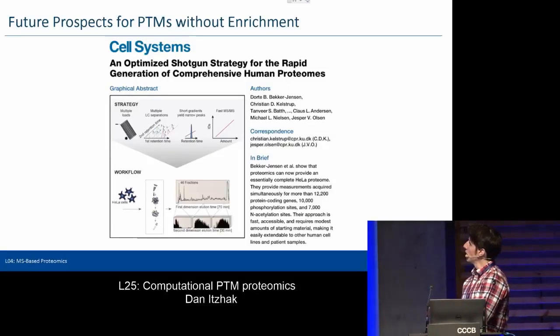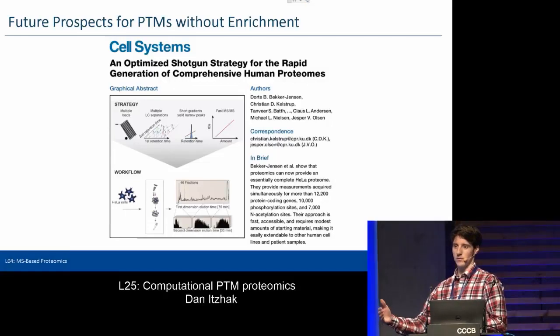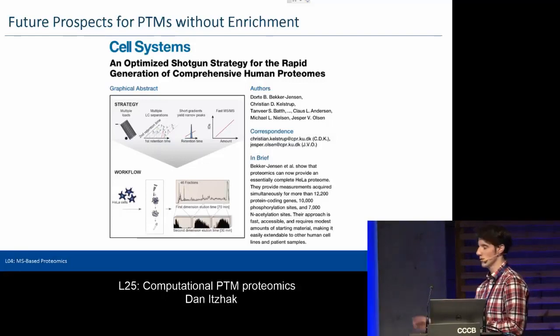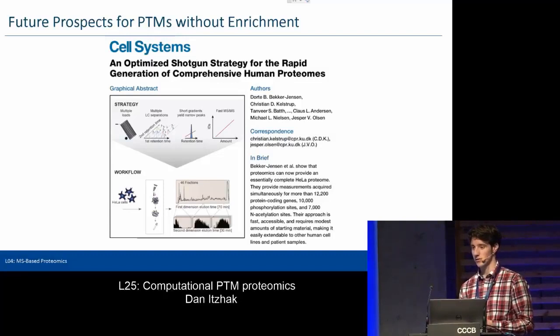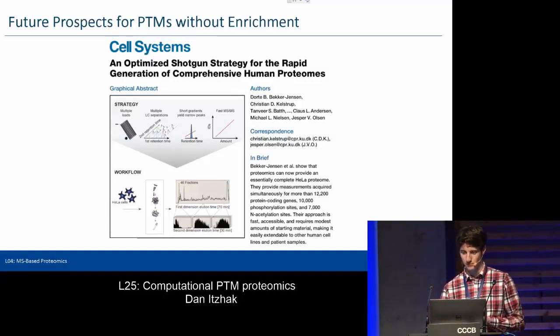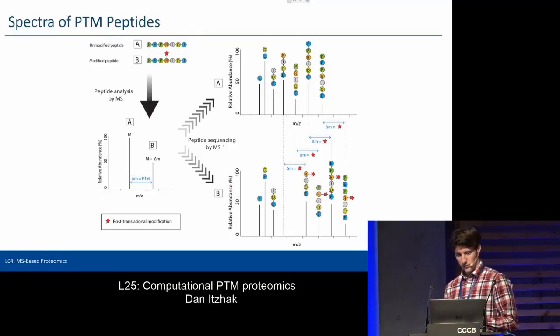And I want to highlight this paper from Jesper Olsen's group, where they basically did that with the current technology that we have. They went as deep as it's possible to go in a realistic time frame. I think it was only 24 hours of measurement time, and in that they actually detected 10,000 phosphorylation sites and 7,000 N-terminal acetylation sites. So you can see that as the technology develops, we are going to get closer and closer to achieving PTMs without enrichment.